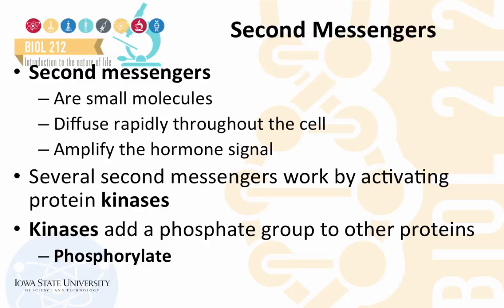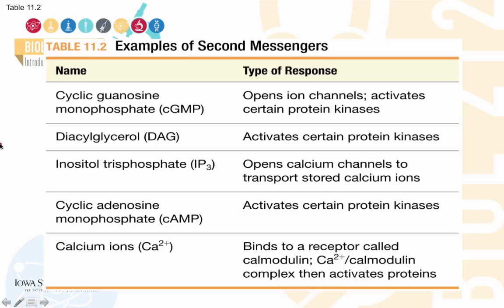These second messengers are small molecules that diffuse rapidly throughout the cell and amplify the hormone signal. Several second messengers work by activating protein kinases, which are enzymes that add a phosphate group to other proteins. The process of adding a phosphate group is known as phosphorylation. So kinases phosphorylate other proteins when they are active. Different second messengers bring about different responses in the target cell.